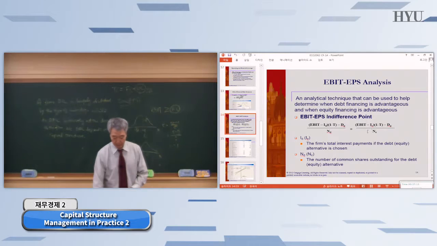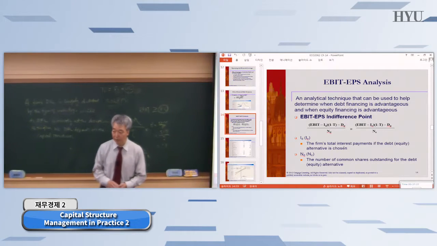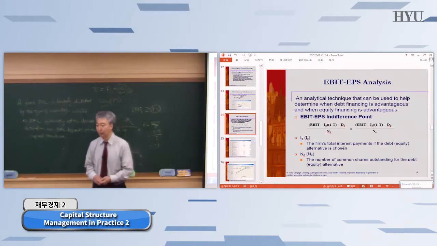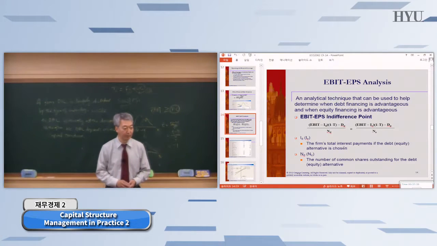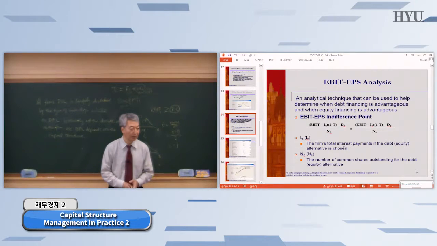On the right-hand side, you subtract IE from EBIT. What is IE? IE is the interest payment if the equity alternative is chosen. I mean, if you do the equity alternative, why do you worry about interest charge? You understand? What interest? Positive interest? Why?